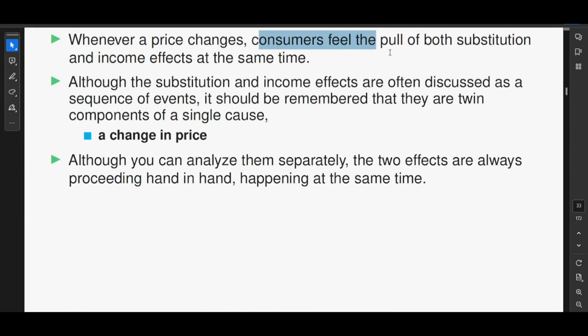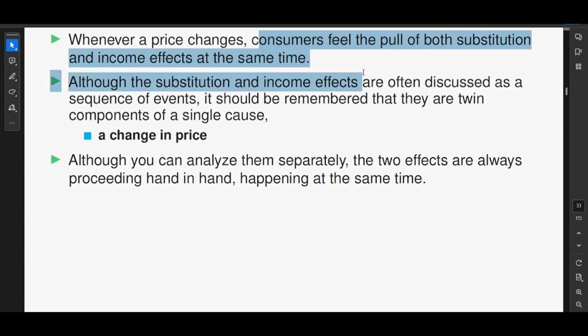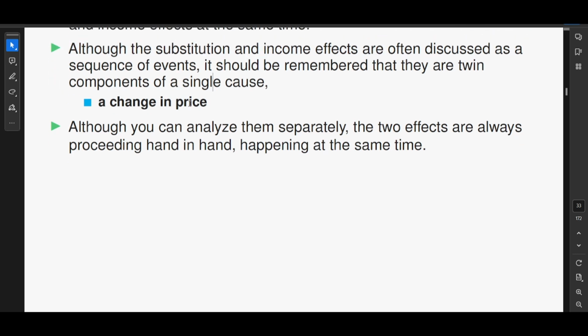Whenever price changes, consumers feel the pull of both substitution and income effect at the same time. Although the substitution and income effect are often discussed as a sequence of events, it should be remembered that they are twin components of a single cause, a change in price. Although you can analyze them separately, the two effects are always proceeding hand in hand.